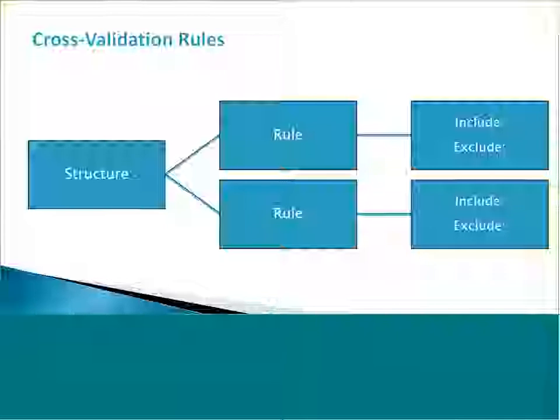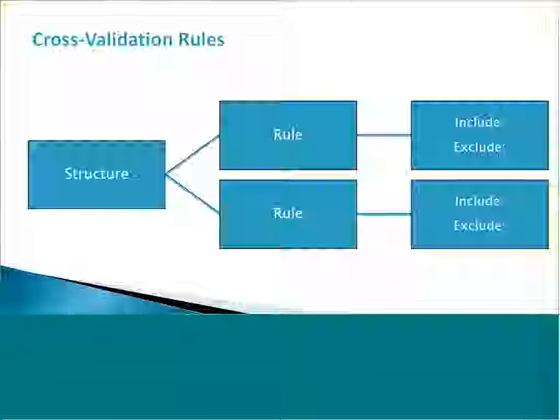As pertains to these cross-validation rules, this is the hierarchy that you are going to see when you're implementing cross-validation rules. So the highest level is the structure, then you have the rule itself, and then the inclusion and exclusion ranges. So this actually is what you see at the window where you enter the cross-validation rules themselves.